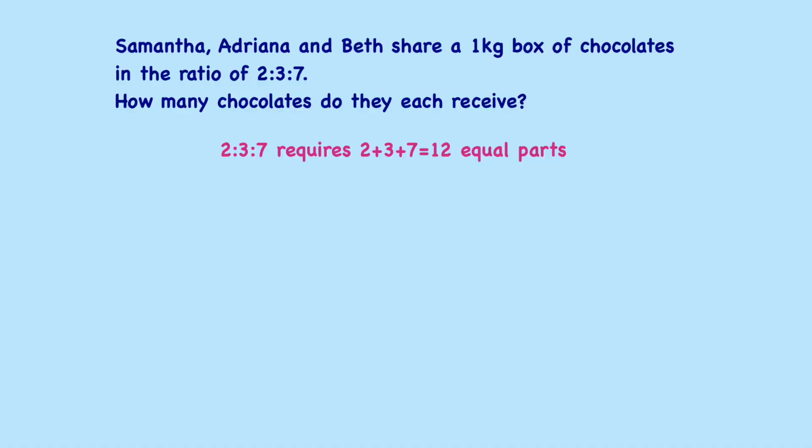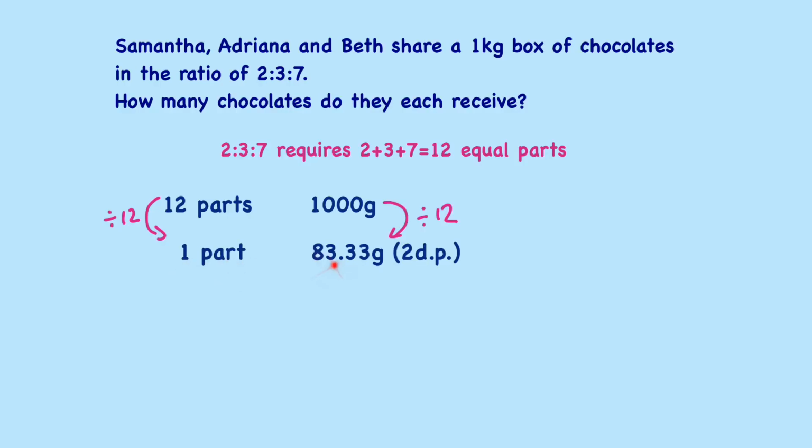Then we write down how much those 12 equal parts represent. So that's 12 parts is 1 kilogram of chocolate. However, it can be awkward working in kilograms, so we're going to change that to grams. 1 kilogram is 1,000 grams. Then finding what one part is. So 12 parts is 1,000 grams. So one part, divided by 12, is equal to 83.33 grams to 2 decimal places.